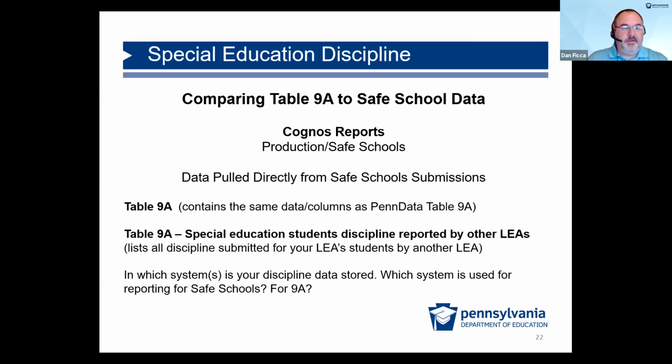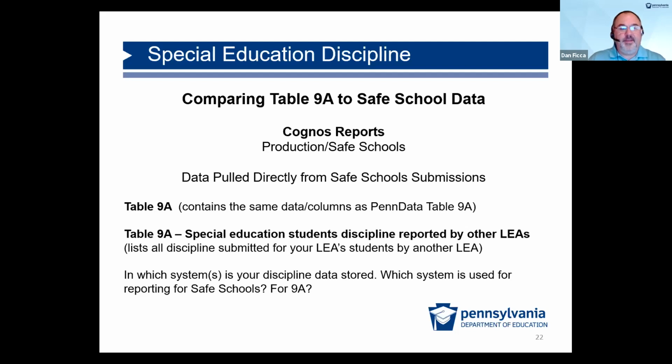Got a question. Trying to find errors or differences between Safe Schools and Table 9A can be very time consuming, particularly if you use two different systems. Are you able to create a Cognos report that would pull special ed students and, sorry, chat keeps moving, and information from various Safe Schools template into one file? It moved again, for comparisons with 9A.